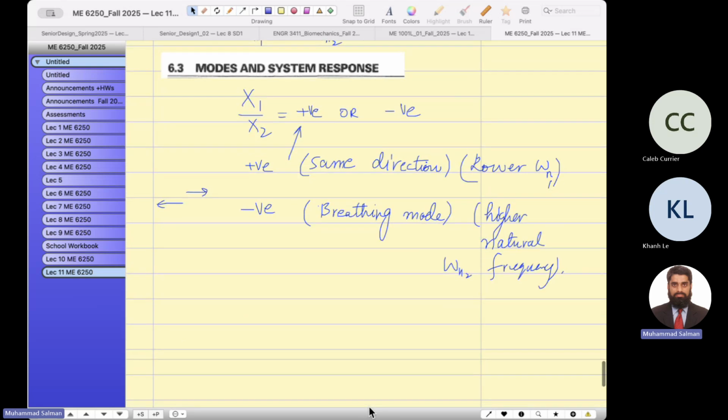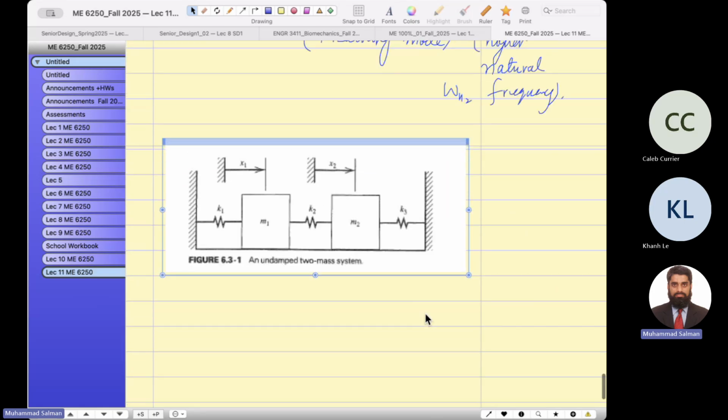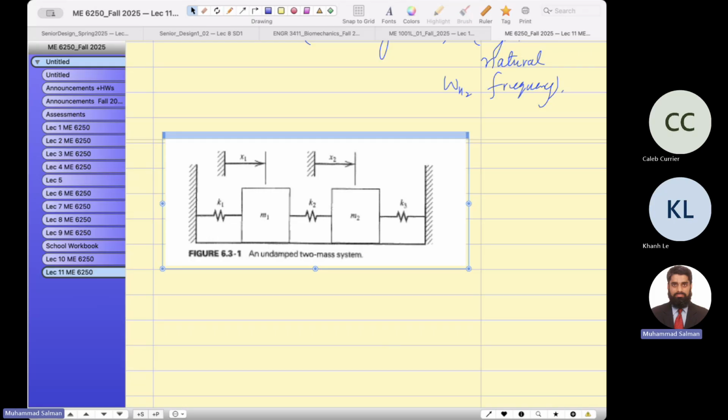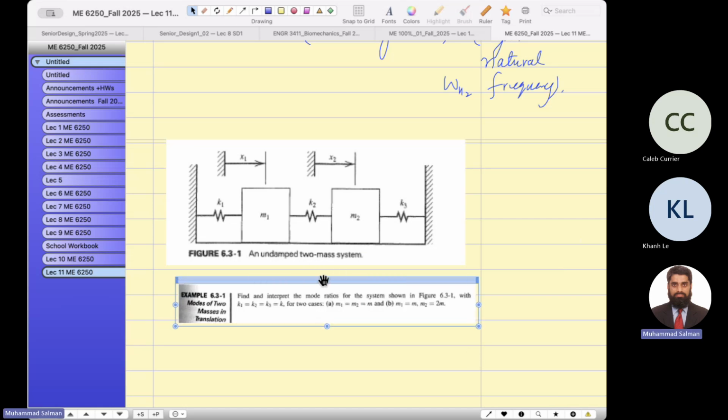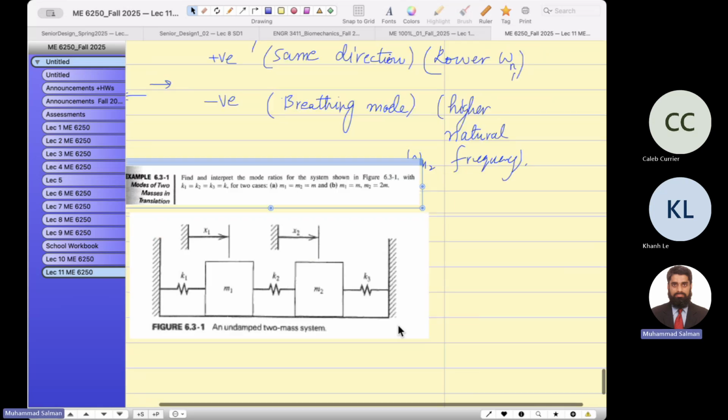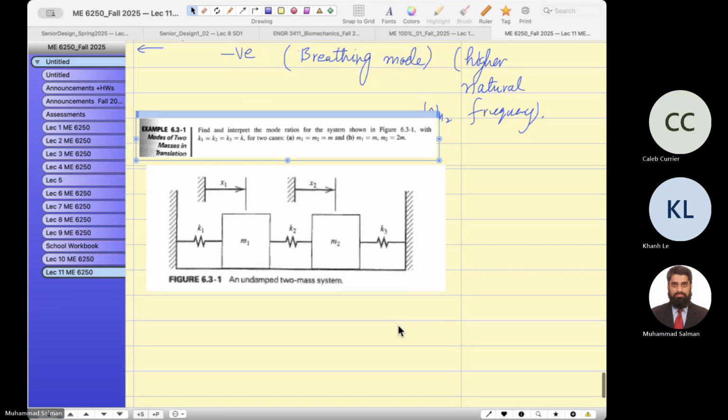So let's go ahead and start one problem, and then I will explain. You will be able to solve this problem easily. It's not difficult, I tell you. When you go home, you just have to practice a little bit. Now look at what this problem states. I'm skipping that question for a moment because I want to teach you a little bit here. So this is the problem. Let me bring this problem here, and find and interpret the mode ratio.